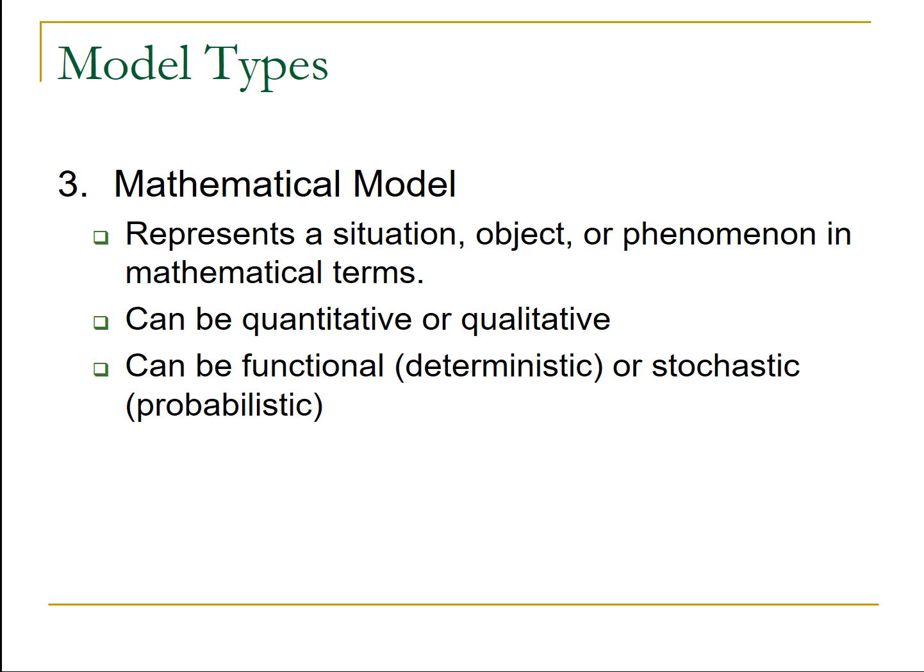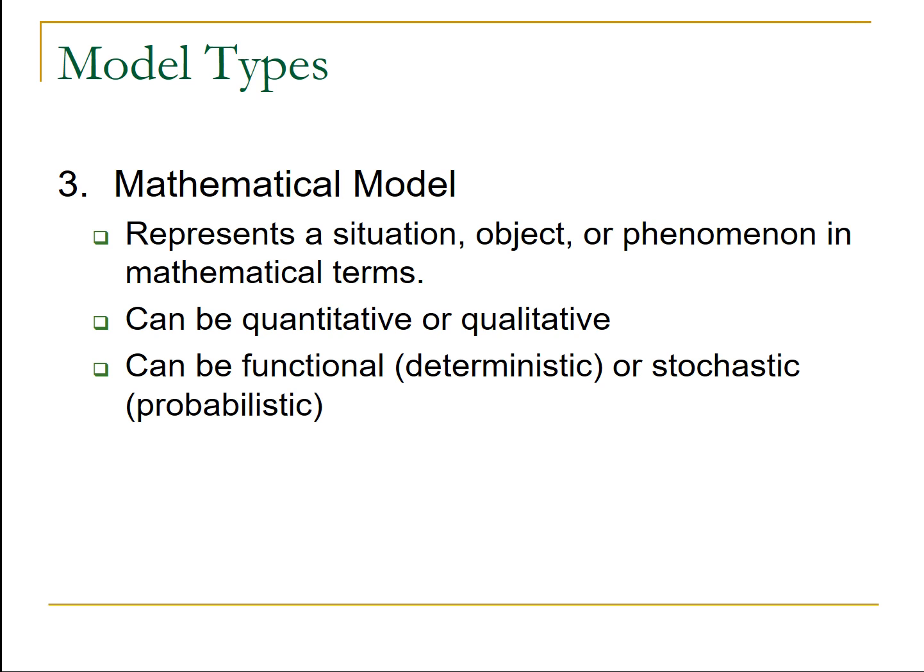And the last one is what we're going to be focusing on, which is the mathematical model. This represents a situation, object, or phenomenon in mathematical terms. It can be quantitative or qualitative, and it can be something called deterministic or probabilistic. If it's deterministic or functional, it means that it only has one answer. If it's stochastic or probabilistic, then it can have more than one answer, so it's not a unique solution. Those stochastic models are a lot of fun, but we're not going to spend a lot of time working on those. We're going to look more at the deterministic side of the mathematical modeling.